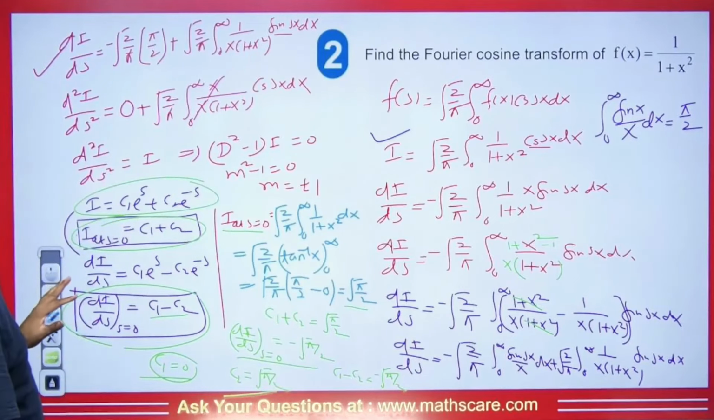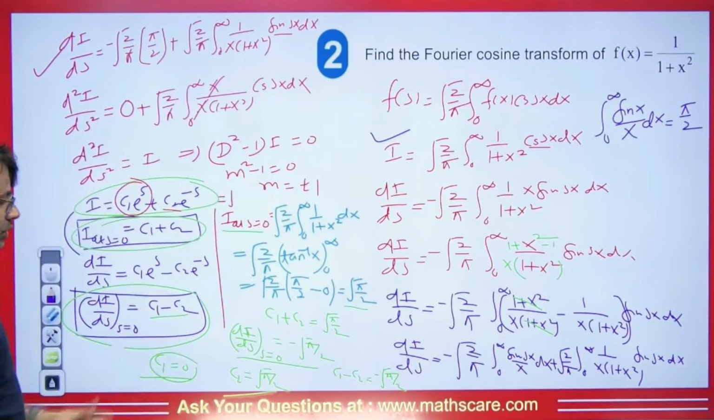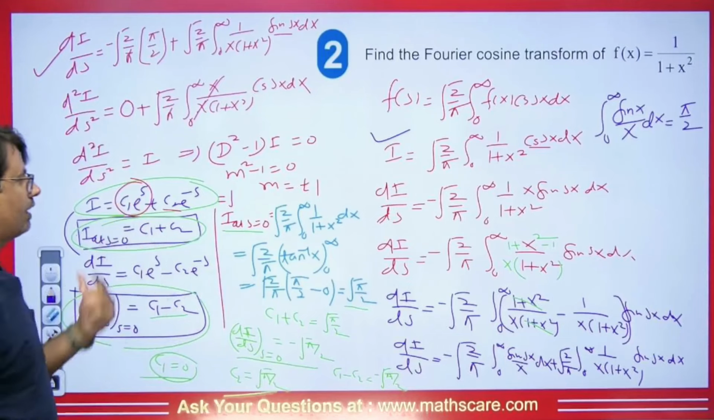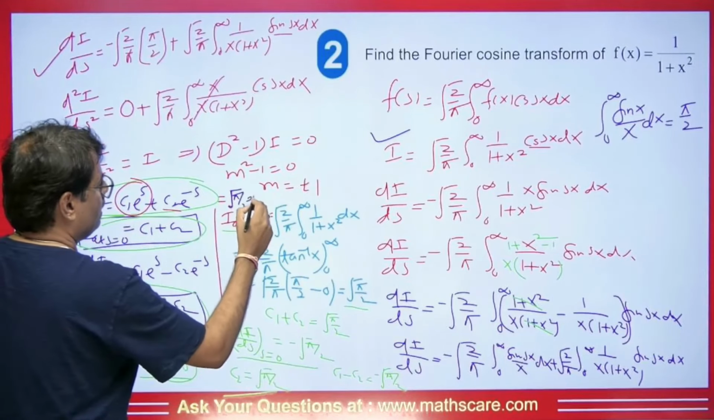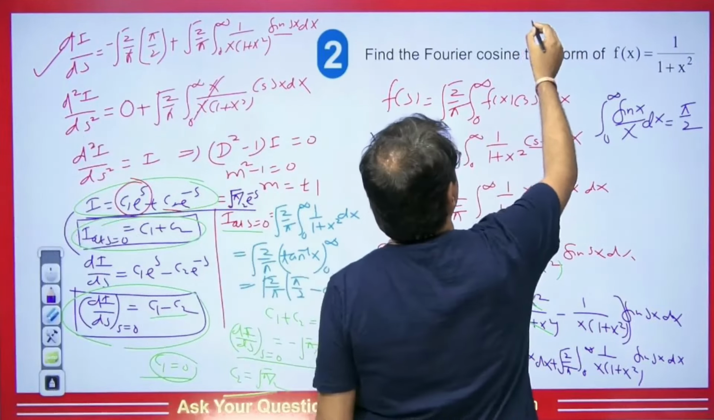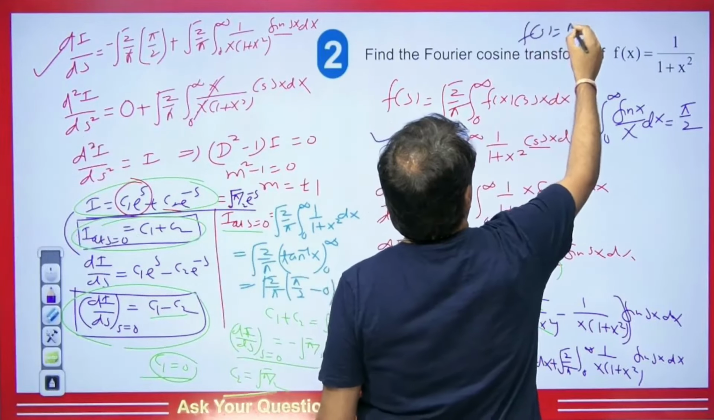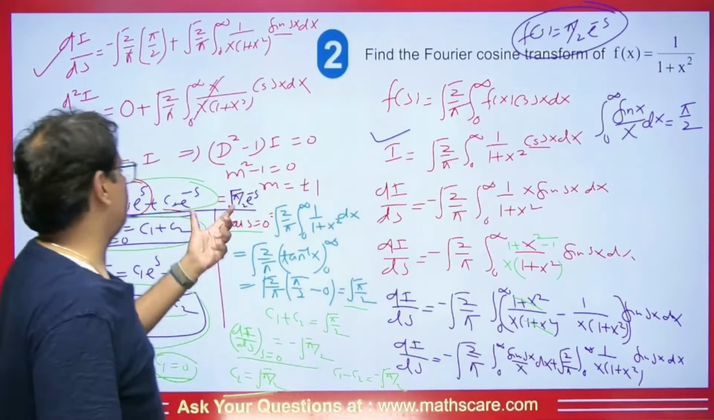So we get the value of I because here we need to find the value of I. We need to solve for it. Now we will put the value of C1 as 0 here and the value of C2 here. The answer we get will be root pi by 2 e to the power of minus s. So in this way, we can easily do this here.